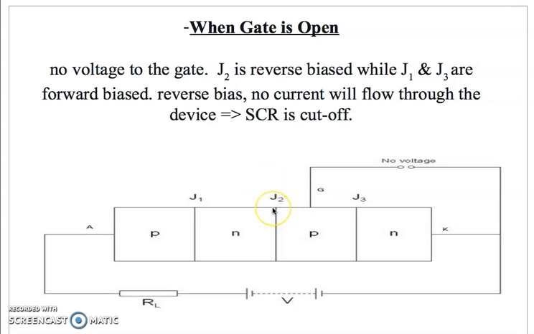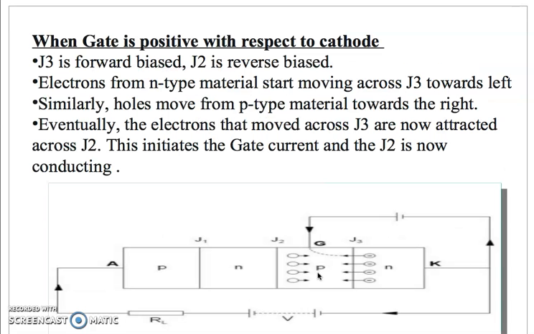Since the condition is that all the three junctions should be in forward bias, only then is the device going to conduct current. But now the problem is J2 is reverse biased, hence the SCR is not going to conduct any current. We say that SCR is cut off. And this is the cutoff happening with forward biasing of the SCR. Hence, for this reason, in the characteristic curve we refer to it as forward blocking mode. I will show that in the characteristic curve.